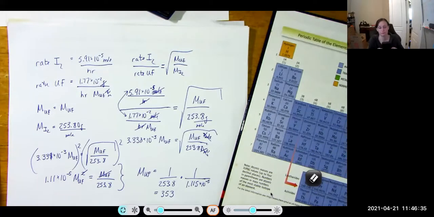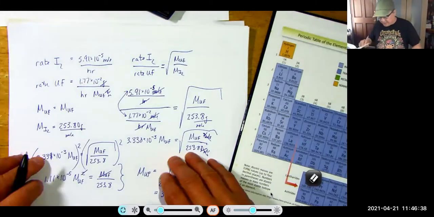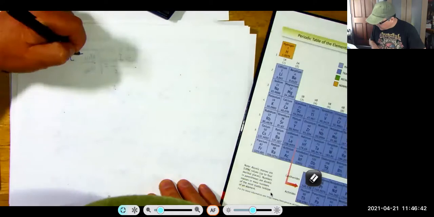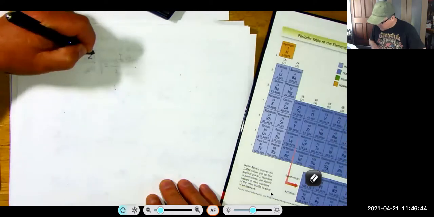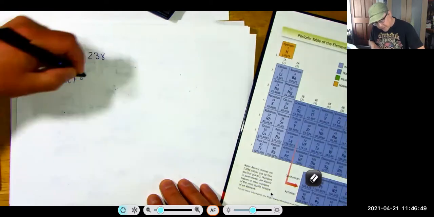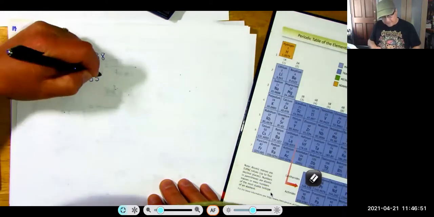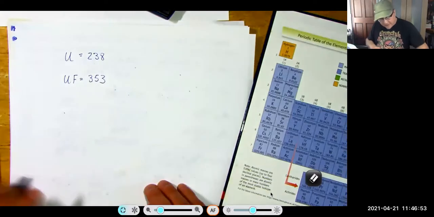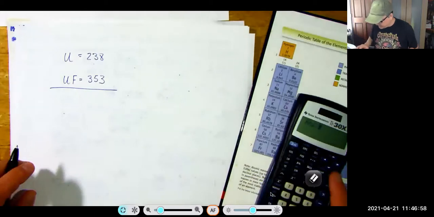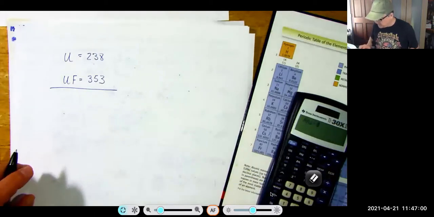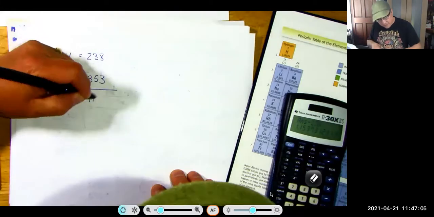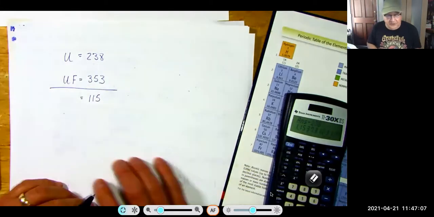$353. Okay. Now here's the dealio. We know that uranium is 238. We know that this UF is 353. The difference is 115. And we know that each fluorine weighs how much?